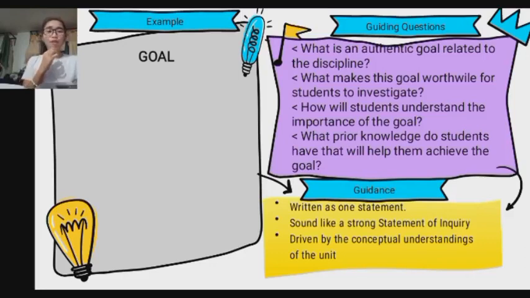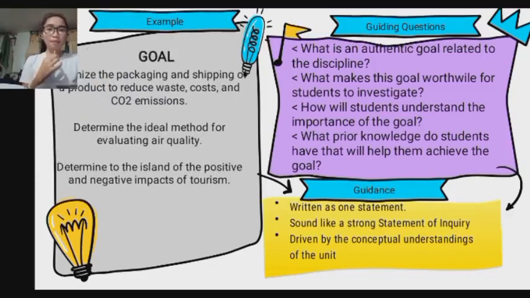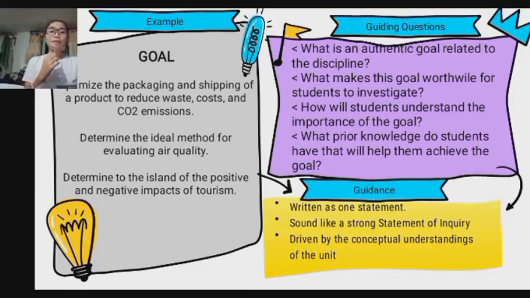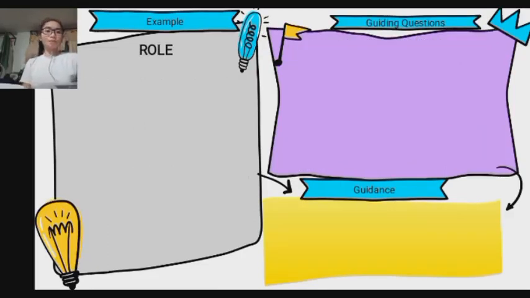So we have here an example of a goal. Some of the examples are the following: optimize the packaging and shipping of a product to reduce waste, cost, and CO2 emissions. The next example is determine the ideal method for evaluating air quality. Another example is determine the positive and negative impacts of tourism. So we can see that the guiding questions and the guidance are made as the basis in making the goal. Next, let's go to the role.